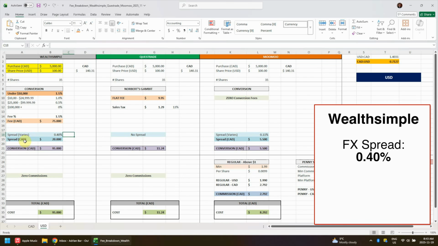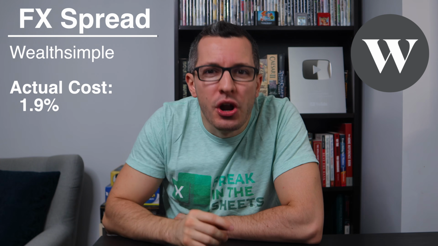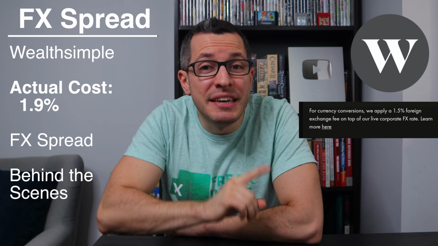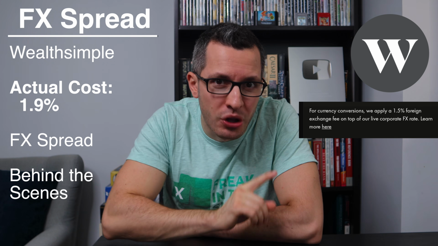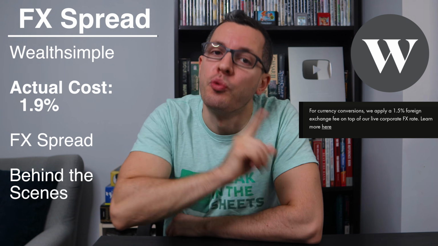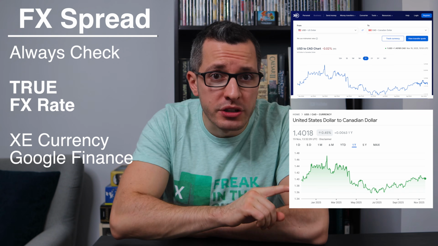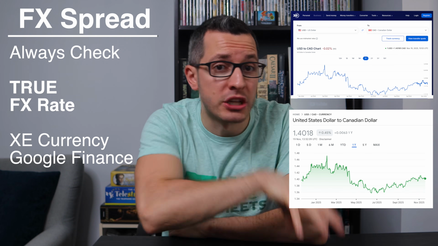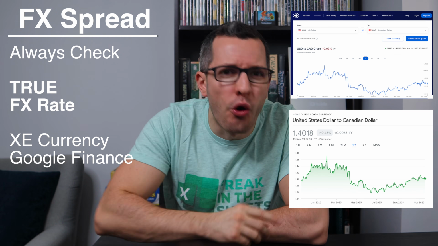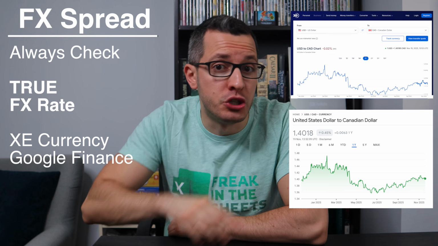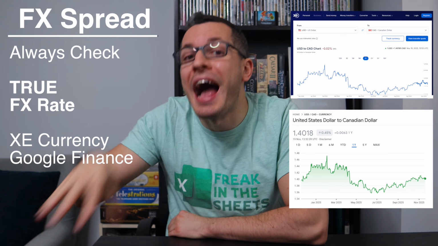That's the FX spread that Wealthsimple charges, here in blue. And they charge that on top of the conversion fee, usually 1.5% here in orange. In reality, when you add them together, you're really paying closer to 1.9% each time. Even though this FX spread isn't visible, it's there behind the scenes. Read the fine print. Before you convert, you should always check the true exchange rate on XE Currency or Google Finance to compare what you should be getting versus what you actually get.